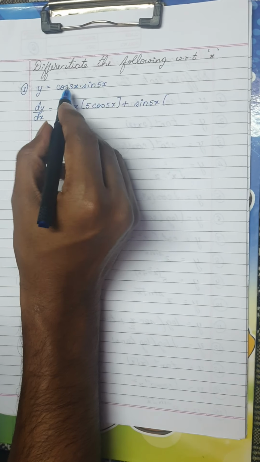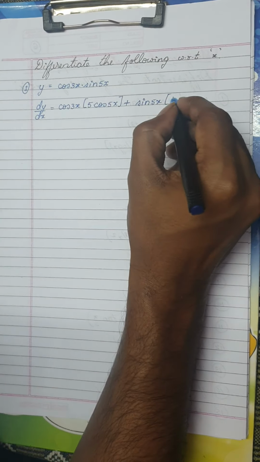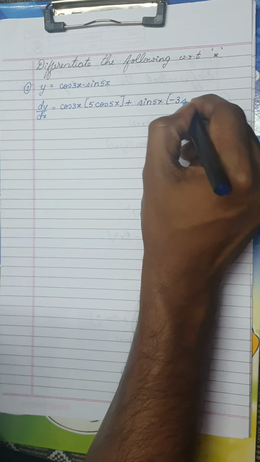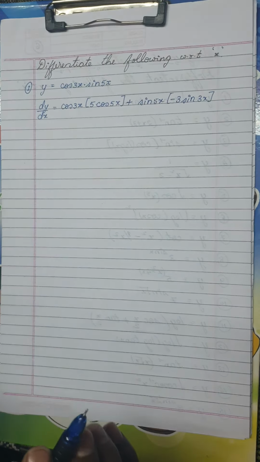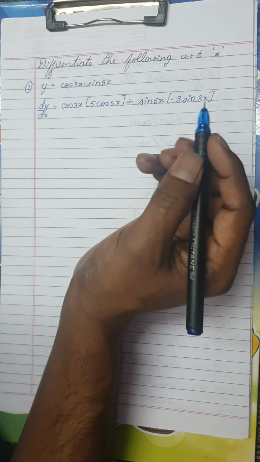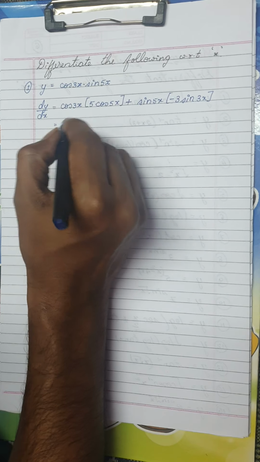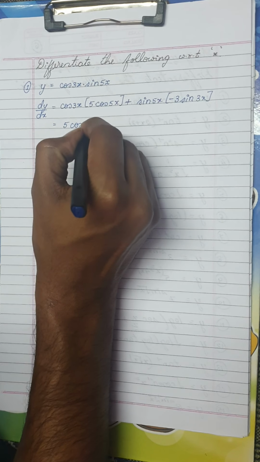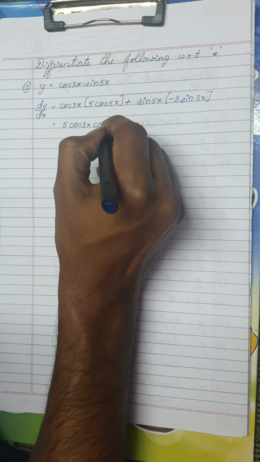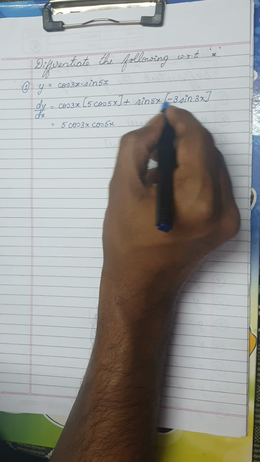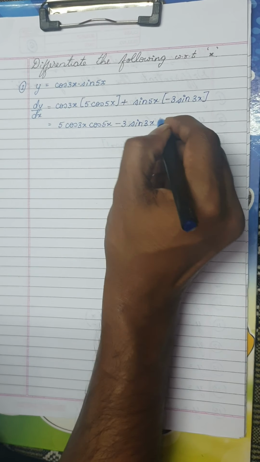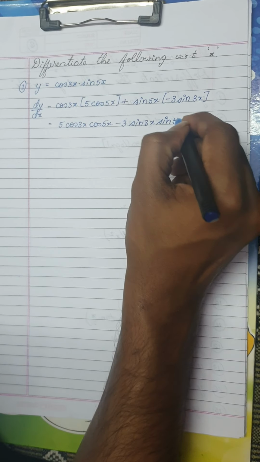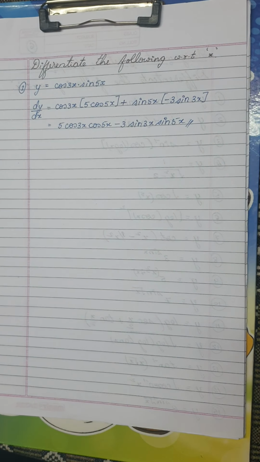And the derivative of cos 3x. What is the derivative of cos? Actually it is minus sign, and because I have a constant here, it is minus 3 into sin 3x. So this is nothing but, you can write it in a simplified form: 5 into cos 3x into cos 5x, this minus I'm going to multiply here, so minus 3 into sin 3x into sin 5x. So this is the solution of this question.